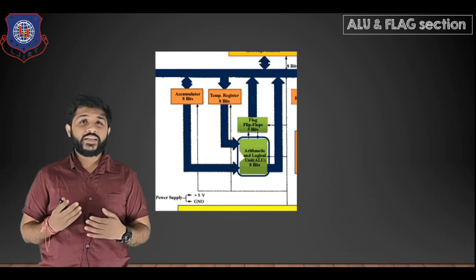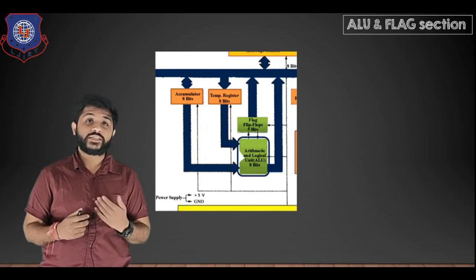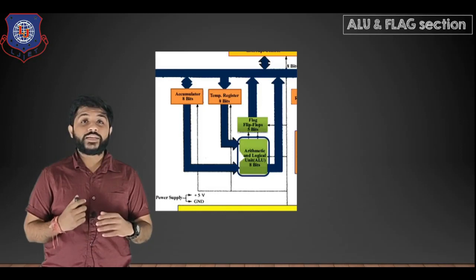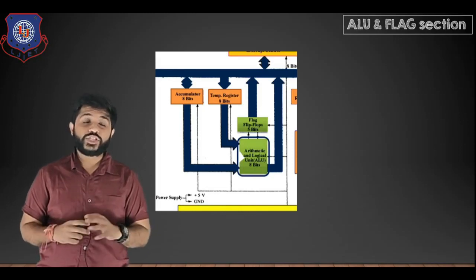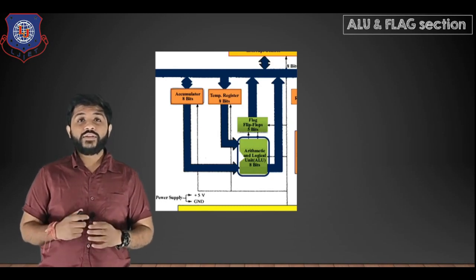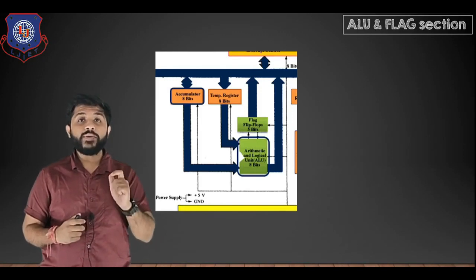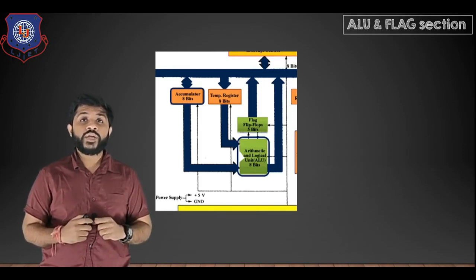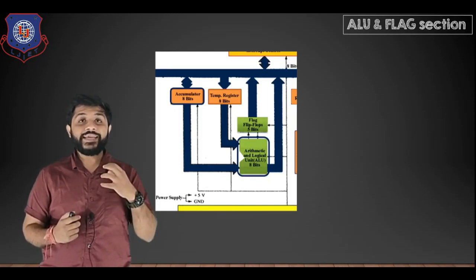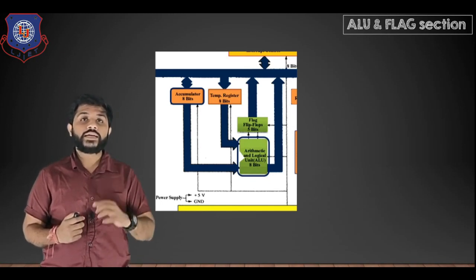You all know that using the ALU, the processor can perform arithmetic operations such as addition, subtraction, multiplication, division. Using the same ALU, it can perform some logical operations too, such as AND, OR, XOR, etc. Then the next block is the accumulator. Now the accumulator is a special purpose register. Whenever the microprocessor performs any arithmetic or logical operation, the answer will be stored in the accumulator.